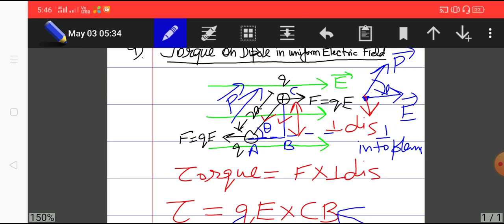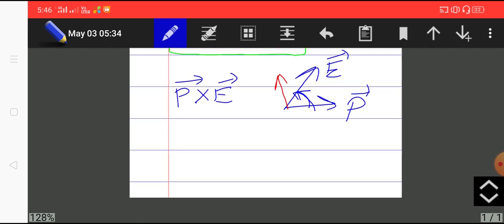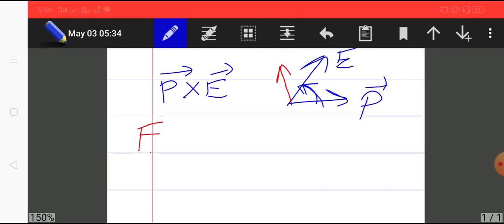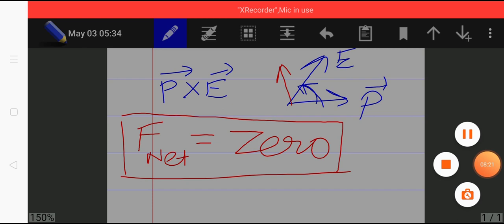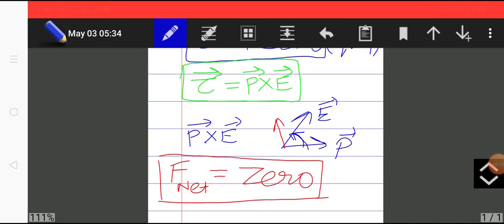Okay, so this is all about torque on a dipole in a uniform electric field. One more point I would like to add before finishing this topic: the net force on a dipole which is placed in a uniform electric field is always zero. About stable and unstable equilibrium we will discuss in the next lecture. Okay, thank you.